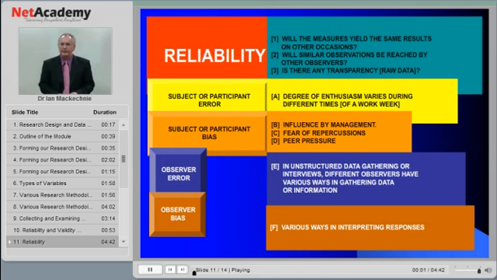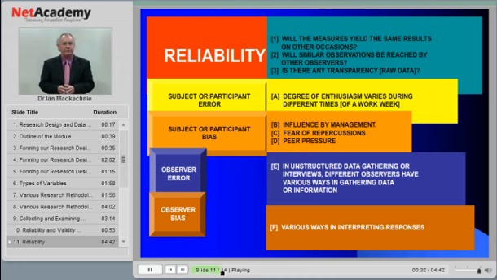Reliability has something to do with whether the results that we get from our research will be similar if we go about and do the research again. In other words, if we repeat the research, are we going to get similar outcomes? Also, if other researchers, having read our research, go out and do a similar study, will they get similar outcomes?